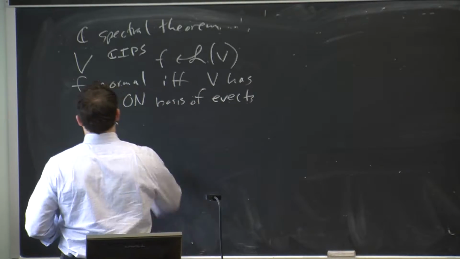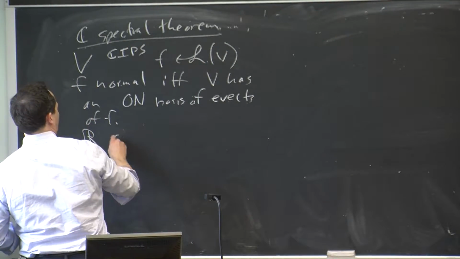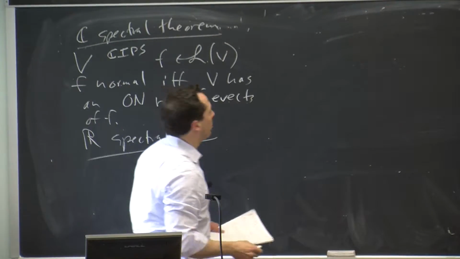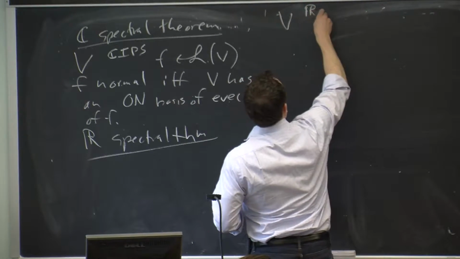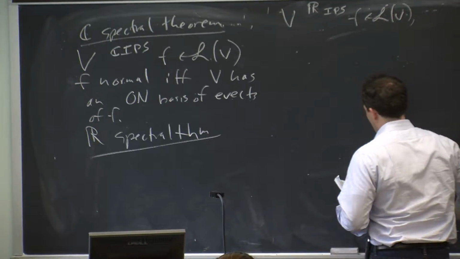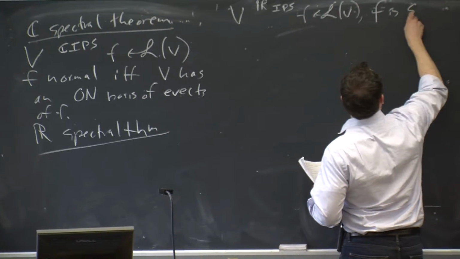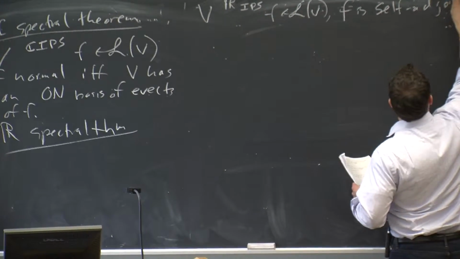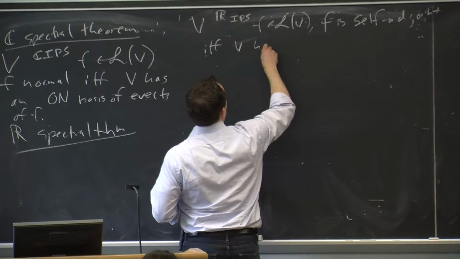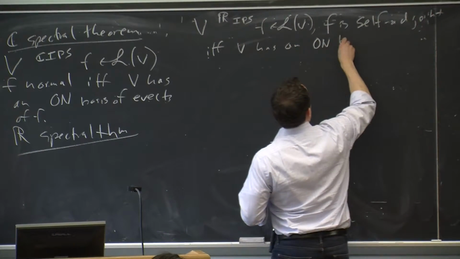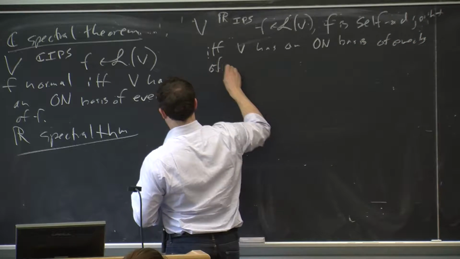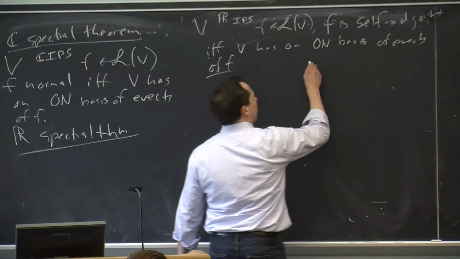And then we had the real spectral theorem, and the real spectral theorem says for V a real inner product space and F a linear operator, F is not normal but self-adjoint, which is stronger than normal, if and only if V has an orthonormal basis consisting of eigenvectors of F.